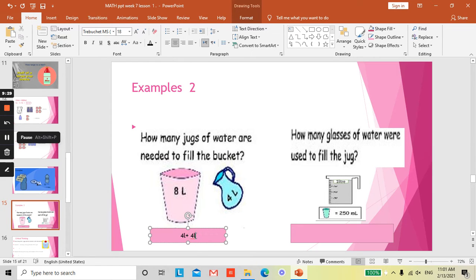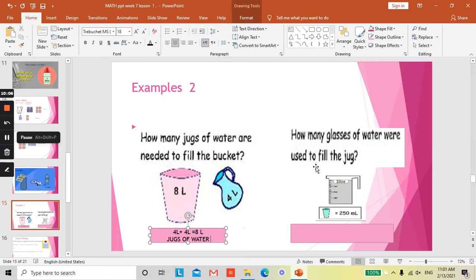plus 4 liters. Liters, we write in capital letters. So let's write our liters in capital letters. 4 plus 4 is equal to 8 liters. So we have 2 jugs of water. We're going to have 2 jugs of water to fill the bucket.